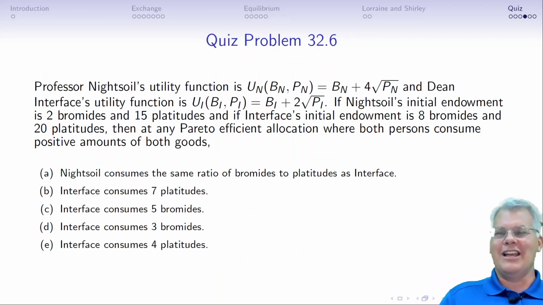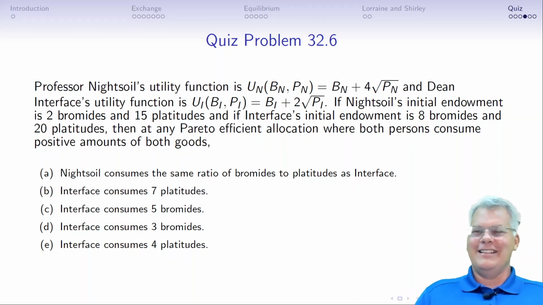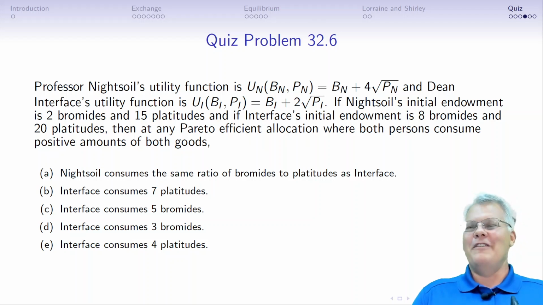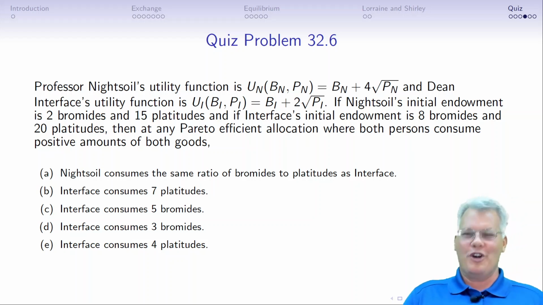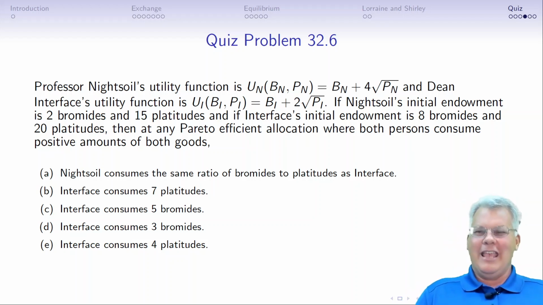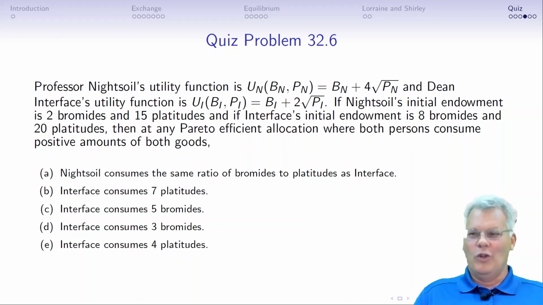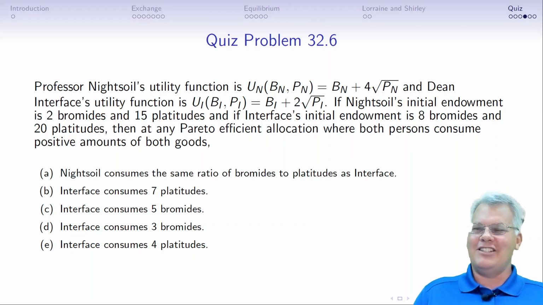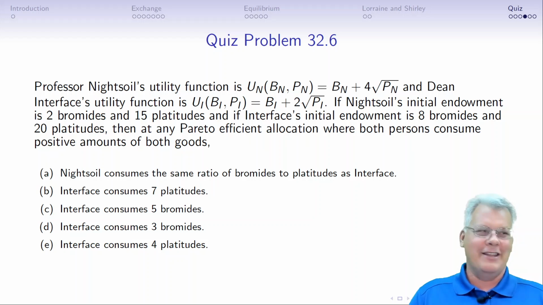Okay. I had to cover problem 6. This is one of Professor Bergstrom's absolutely best comic work. So in this particular problem, in the old intermediate micro workbook, we have Professor J. Fetid Nightsoil and Dean Foster Interface, and they trade bromides and platitudes. So this problem is perhaps a dictionary.com moment.